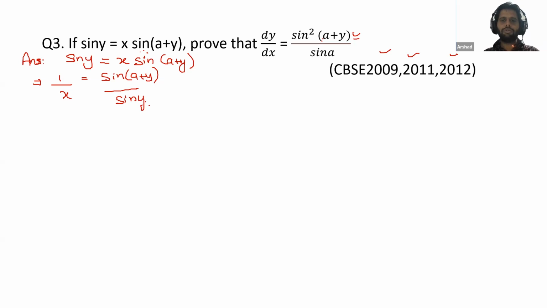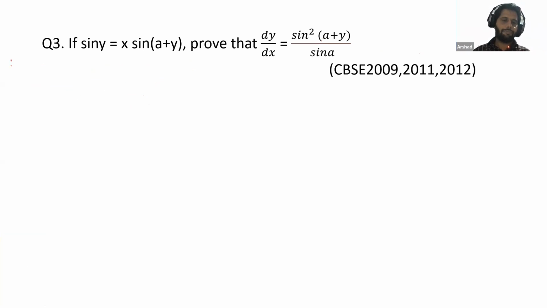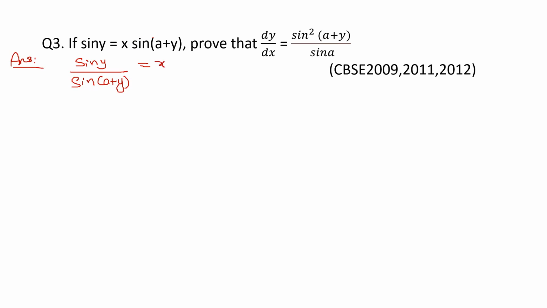then what will happen? The quotient rule will give you a square in the denominator, and we don't need the square on y. We need the square on a plus y. That's why what we have done, oh, sorry, we have shifted this part to the denominator. So sine y by sine a plus y, and on the right side we have x. Now please try to complete it, and let me know if anyone is facing any issue, then I will solve this.